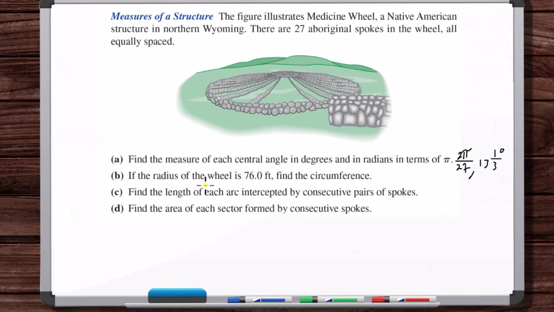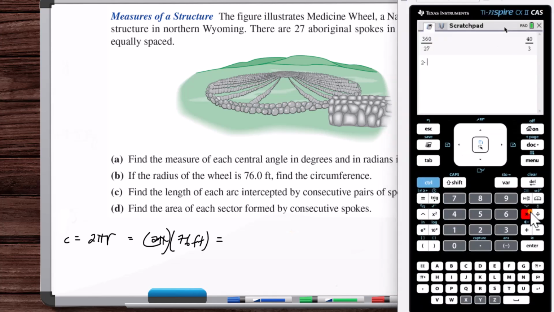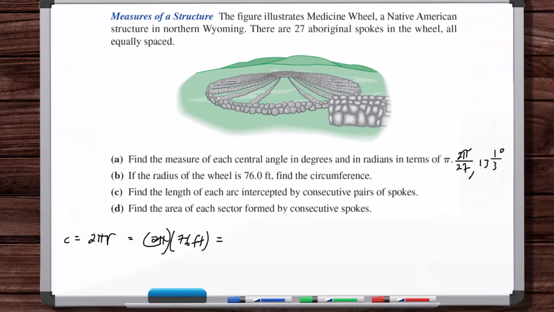Okay, if the radius of the wheel is 76 feet, find the circumference. Well, that's easy. 2 pi r. It's almost like a trick question. It's too easy. 2 pi times 76 feet. So the circumference is going to be in feet: about 478 feet.